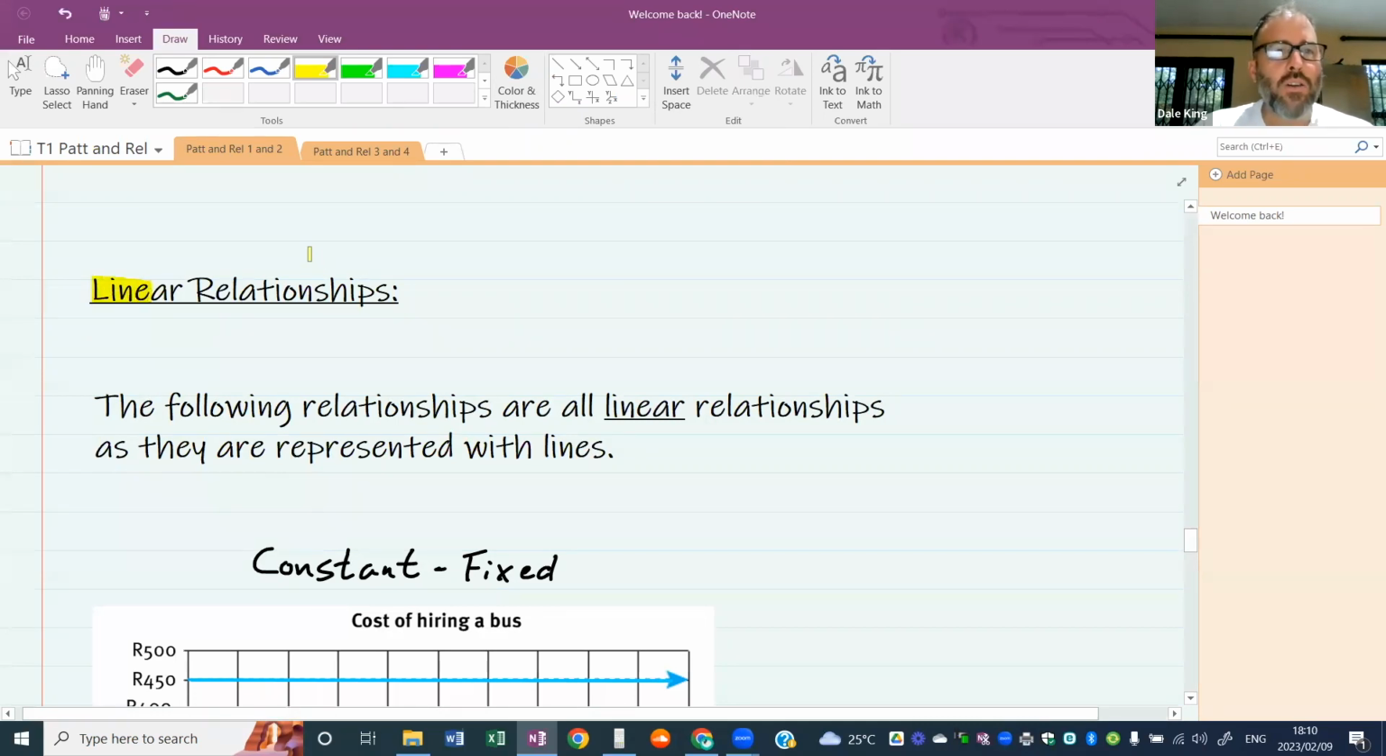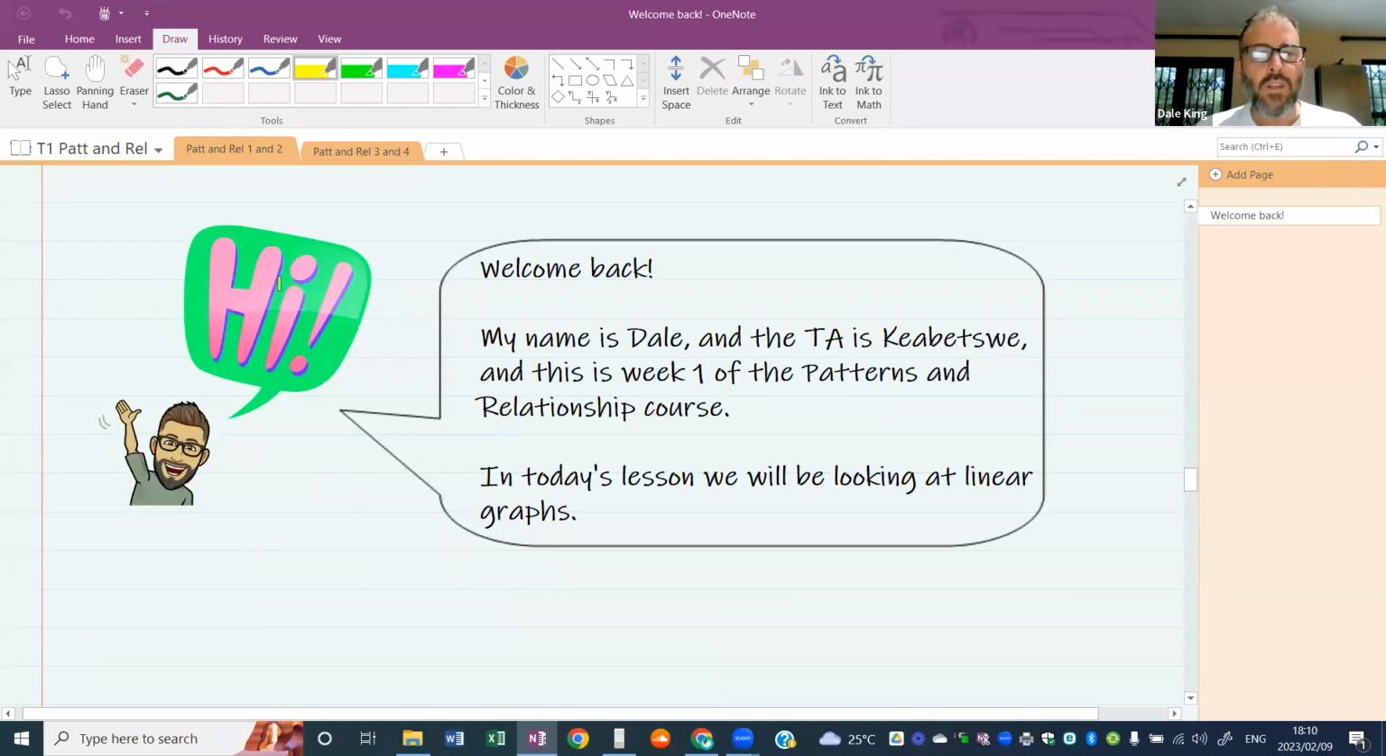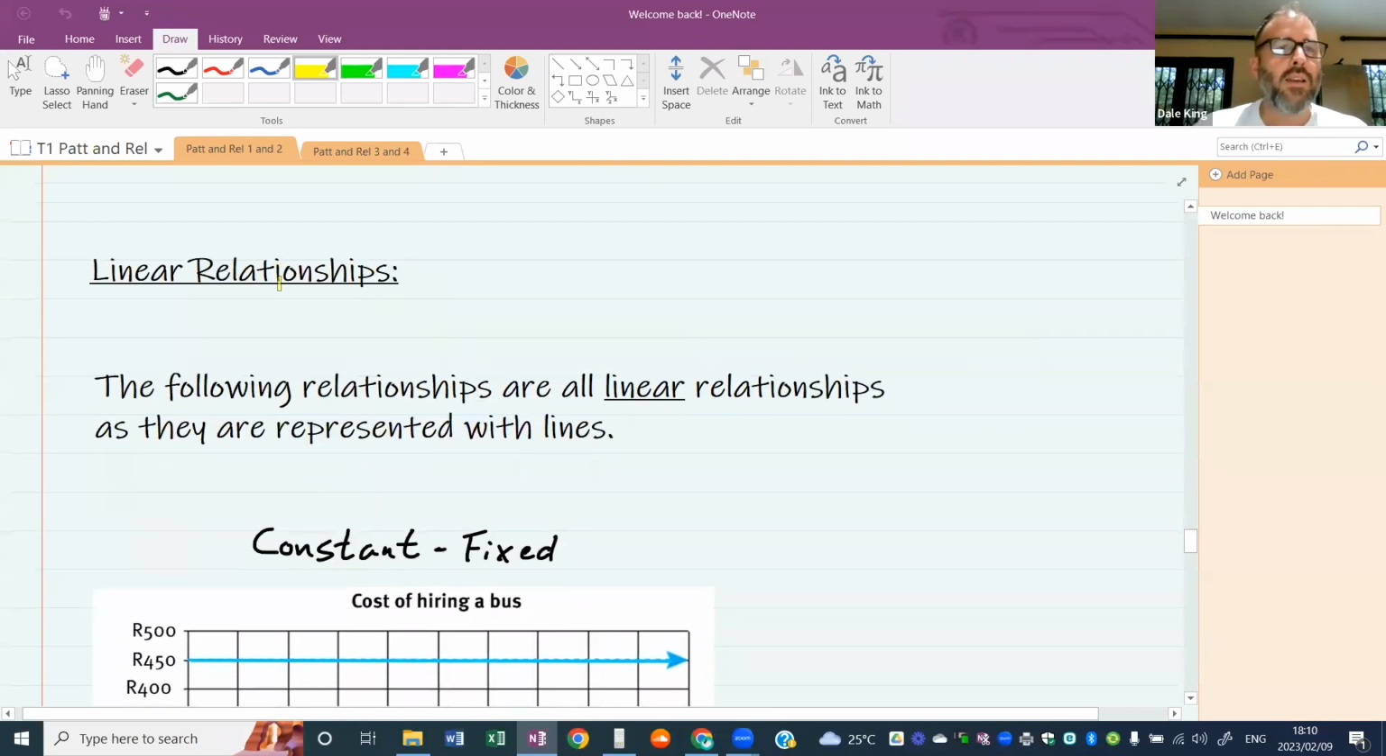These are line graphs. Okay, the word line is in the word linear, so we're going to see a lot of line graphs today. We're going to focus mostly on these graphs because a linear relationship easily shows us a relationship between two things, a dependent and an independent variable. So let's have a look at some linear relationships as they are represented with lines.